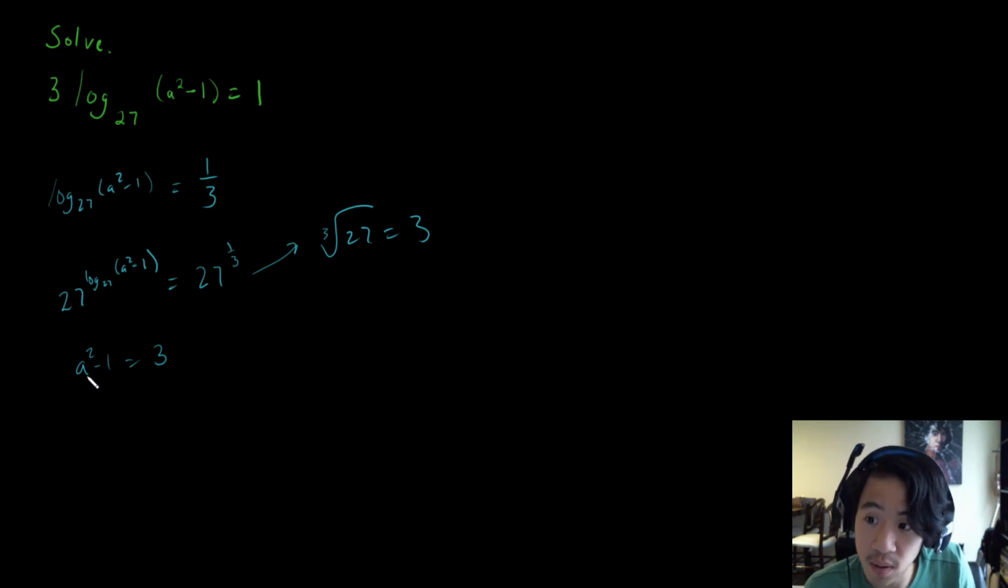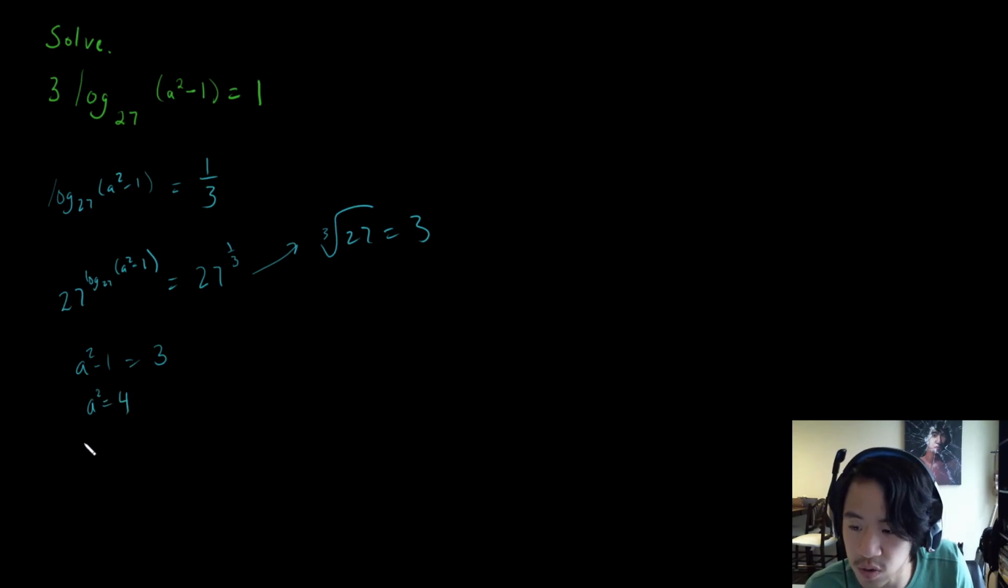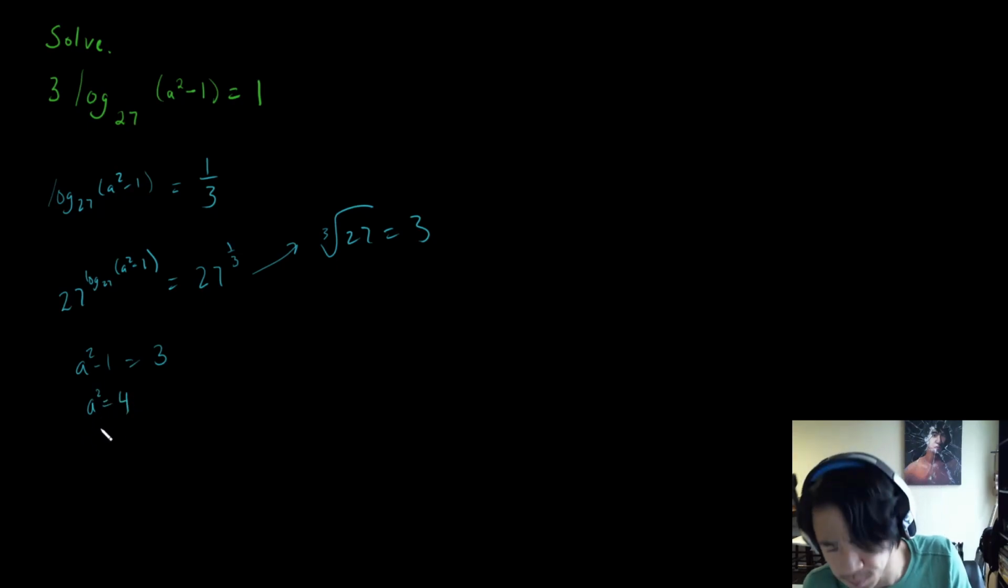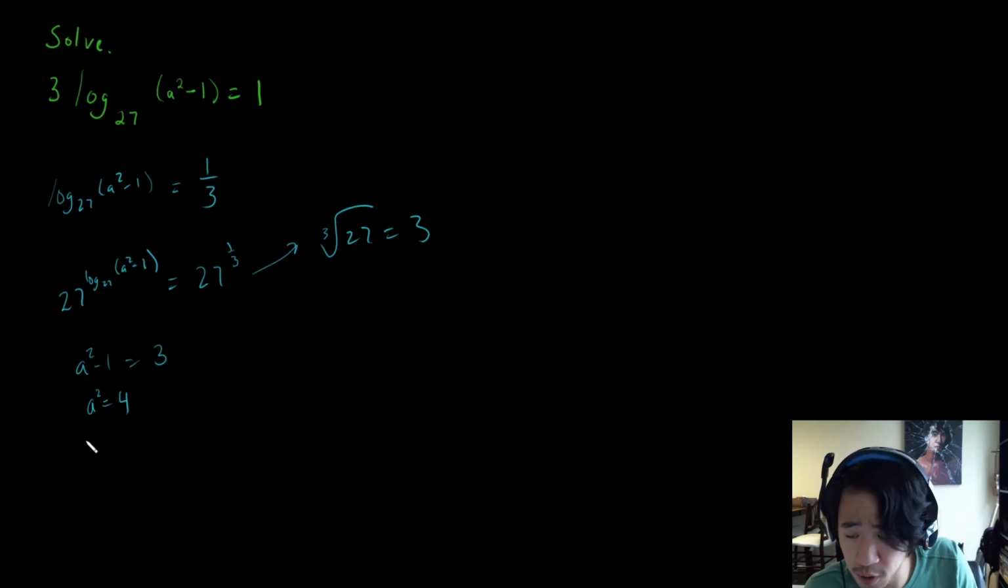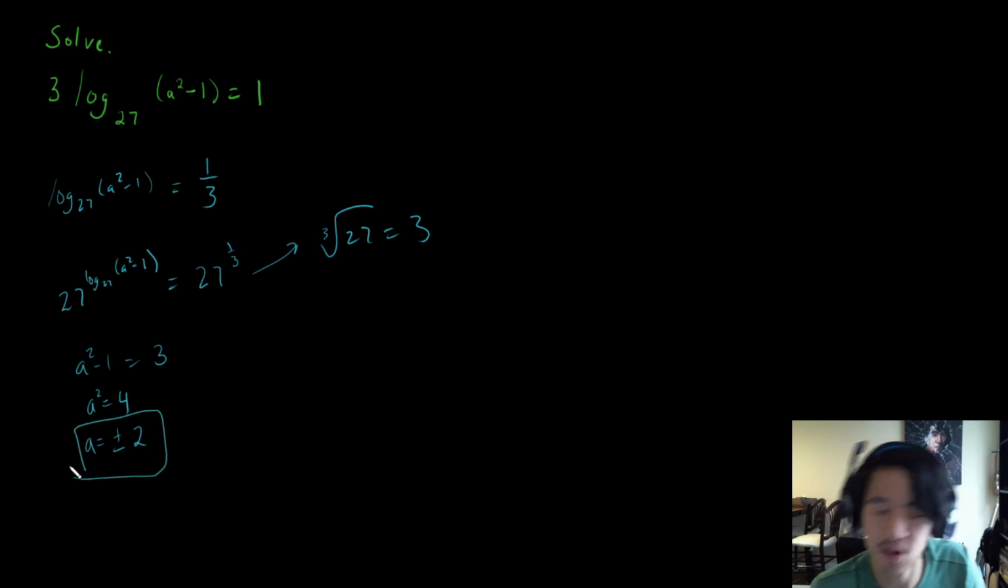Now we're going to solve for a. We're going to add 1 to both sides, so we get a squared equals 4. And we can square root both sides, so we get a is equal to plus minus 2. And that is our answer.